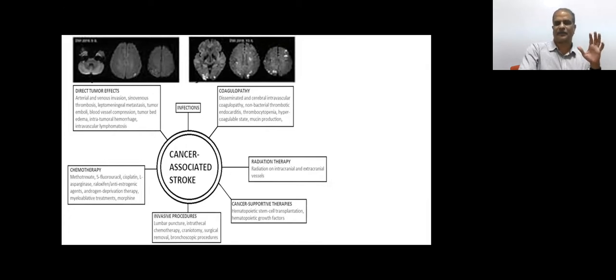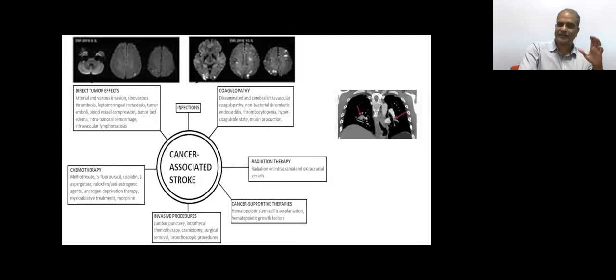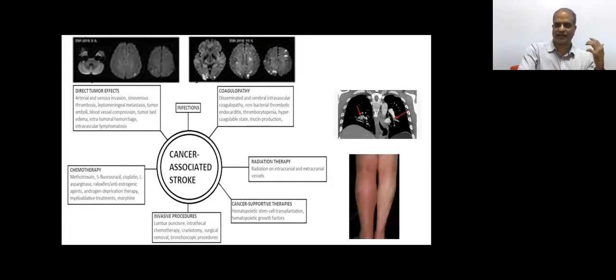And the most common thing is coagulopathy. Cancer can predispose to coagulopathy, especially adenocarcinoma of the lung, and this can cause stroke. So whenever you have a patient who has a stroke in multiple arterial territories, always look for thrombosis in other vascular beds, like the pulmonary artery or even the lower limb. If you have a patient like this, you have to suspect an underlying cancer-related stroke.